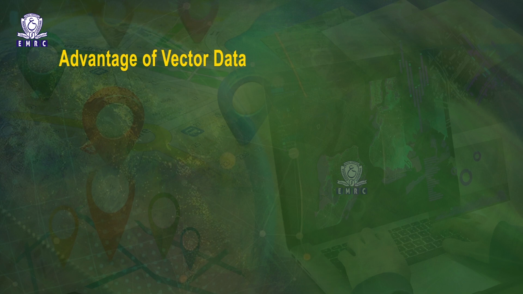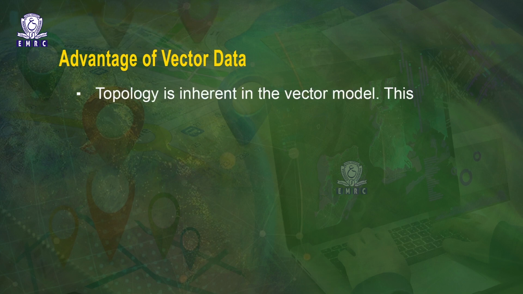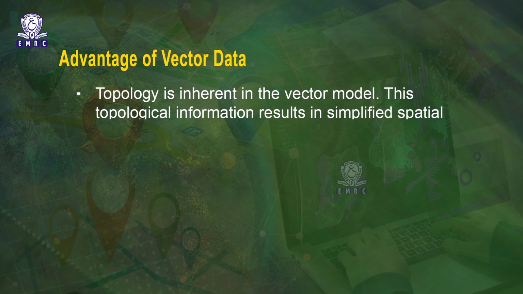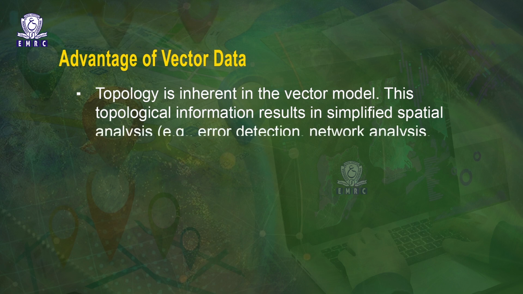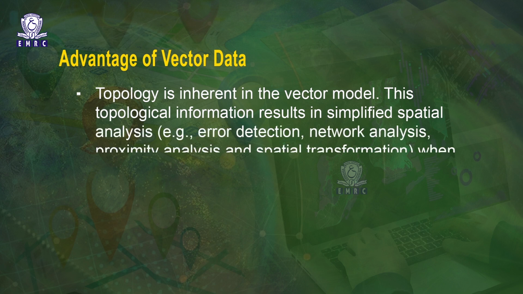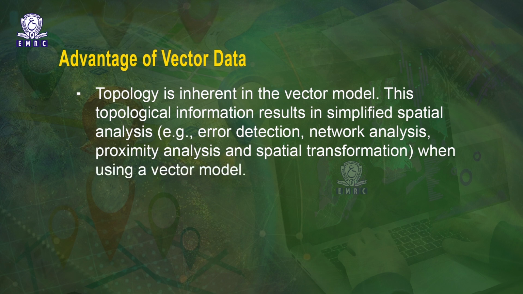The final advantage of vector data is that topology is inherent in the vector model. This topological information results in simplified spatial analysis, for example, error detection, network analysis, proximity analysis and spatial transformation when using a vector model. Alternatively, there are two primary disadvantages of the vector data model.